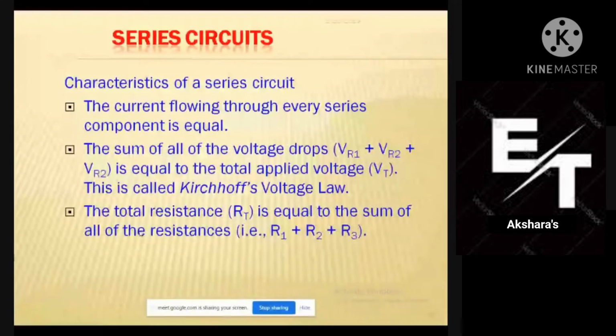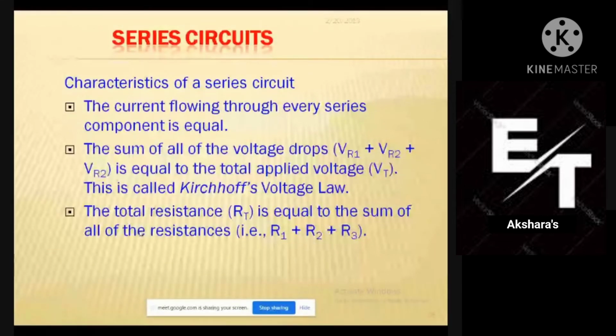Sir, what are the characteristics of a series circuit? Characteristics are nothing but the conditions, the rules. The current flowing through every series component is equal. What I said in the last circuit is mentioned in this slide. The current should be the same in every series component, equal for every branch. For example, if the R1 current is 5, automatically the R2 and R3 currents are also 5 amperes.